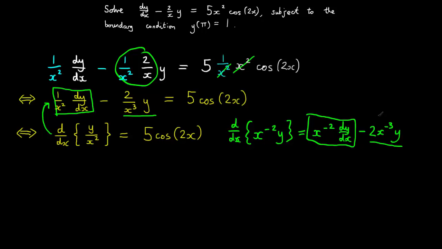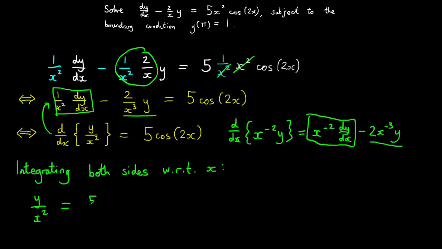Okay, so now the left-hand side is the derivative of something with respect to x, so we can just integrate that directly with respect to x, and so we have to do that with the right-hand side as well. So with the left-hand side we're going to have y over x squared, and on the right-hand side we have to integrate 5 cos 2x with respect to x. So that's going to give us 5 over 2 sine 2x, and because we're doing some integration here, we mustn't forget our arbitrary constant. So we find that y over x squared is 5 over 2 sine 2x plus a.